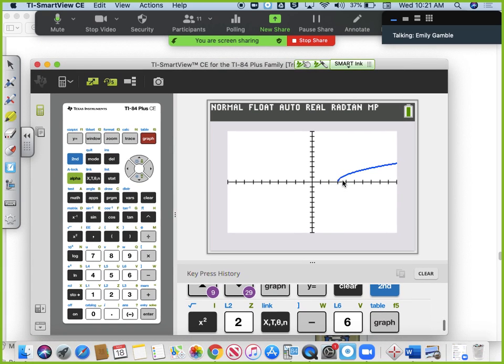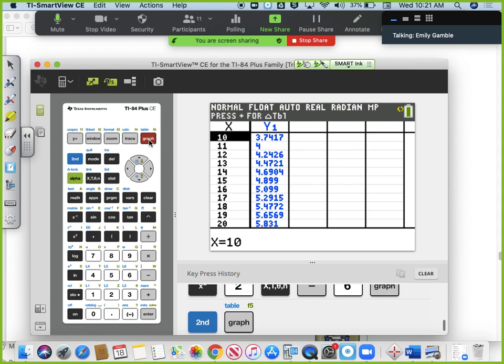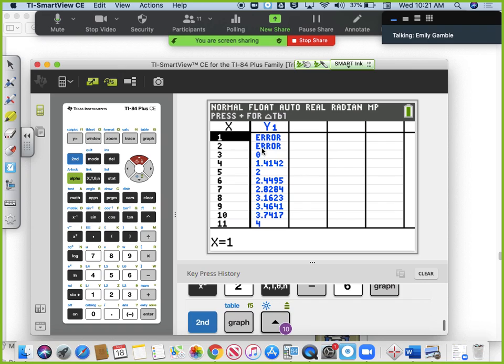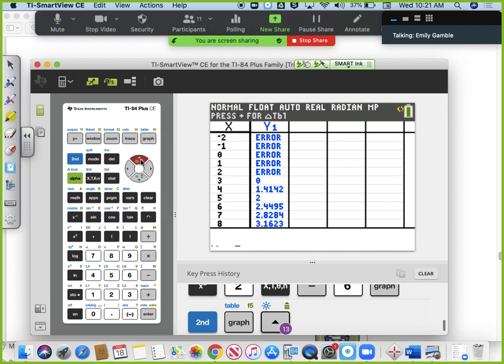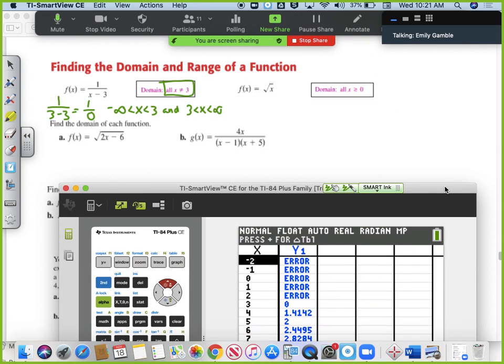So looking at this, I can see here the x numbers start here at 3. If I look at the table as well, I can see if I scroll back down that anything that's less than 3, it's going to say error. That means the smallest number for x is 3. That means the domain is anything for x greater than or equal to 3.